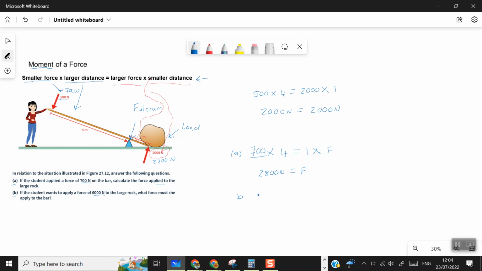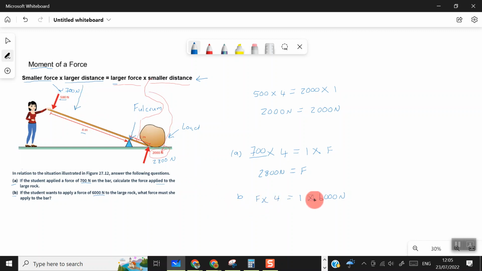So we let a letter represent the unknown, so F is going to represent the smaller force, multiplied by the larger distance, which stays the same, so 4 meters, is going to be equal to 1 multiplied by 6,000 newtons down here. So the question really is, if we want to get 6,000 newtons down here at this end of the lever, how much force do we have to apply up here at the other end?